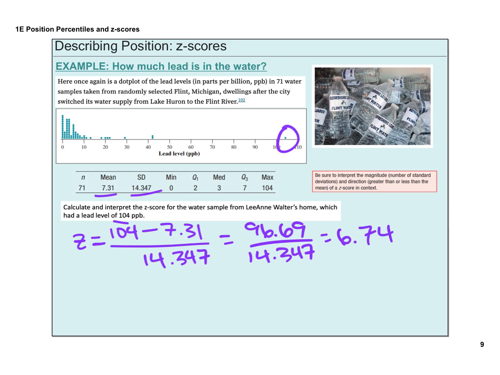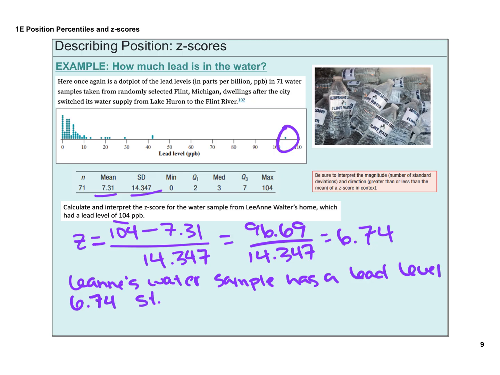6.74. So our interpretation looks like this. If we were going to interpret this, we would say the water sample from Leanne Walter's home had a lead level 6.74 standard deviations above the mean. Okay, so the water sample, or I could say Leanne's water sample has a lead level 6.74 standard deviations above the mean.